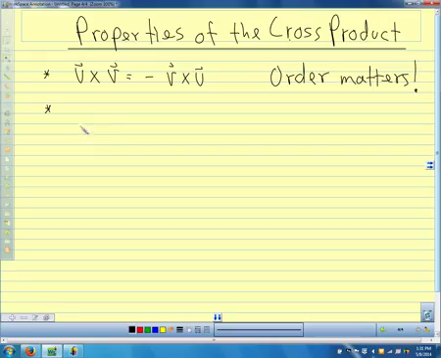Second product, we can distribute the cross product. So U cross (V plus W) is U cross V plus U cross W. But we have to keep our cross product in the right order. So here our U cross is first. We have to do the U cross when we distribute.